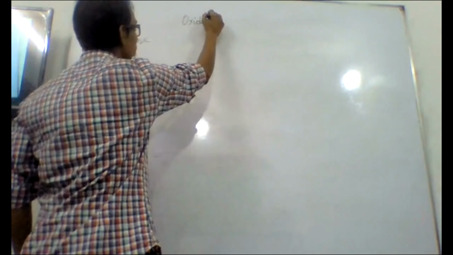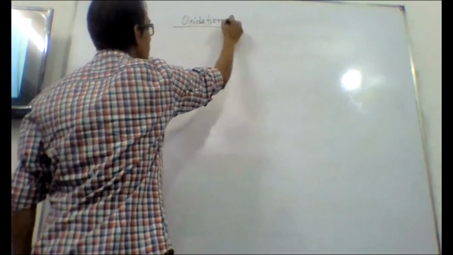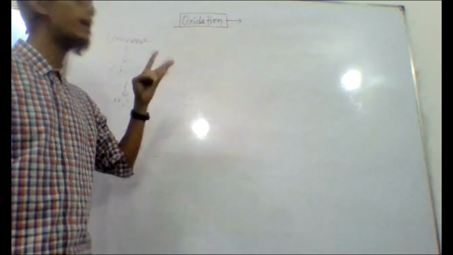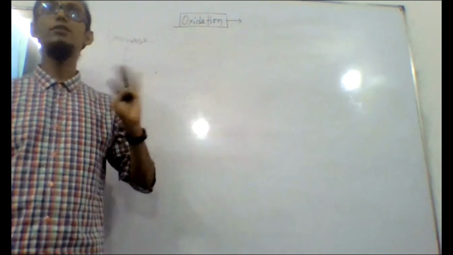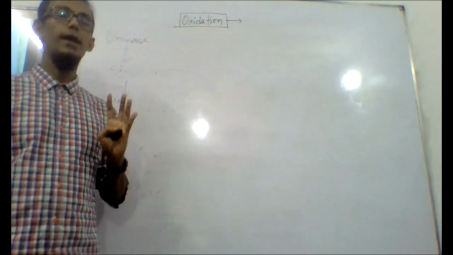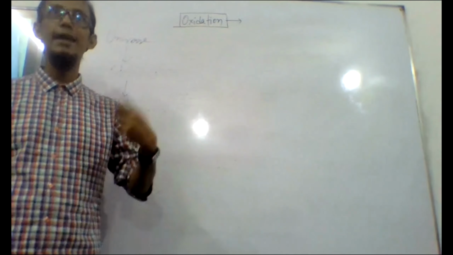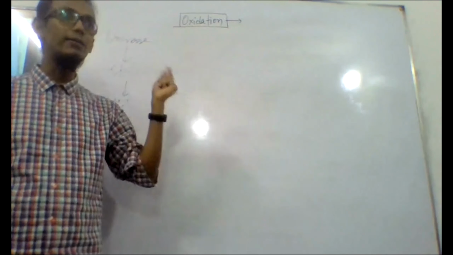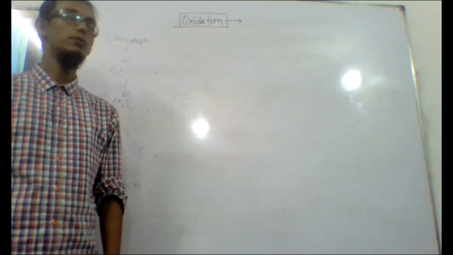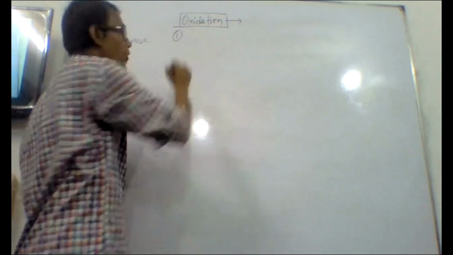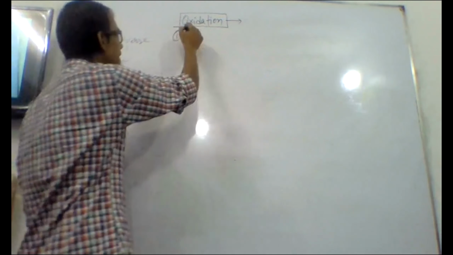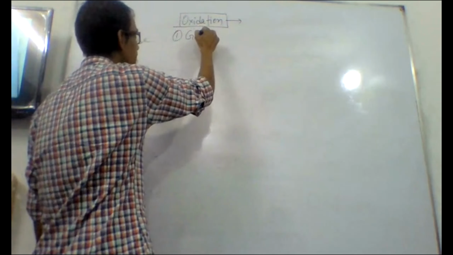Oxidation. I'm giving 4 definitions of oxidation. Up to A levels, you don't need to learn any other definition of oxidation and reduction. And when you enter A2, you will not get time to discuss oxidation and reduction. So, oxidation number one, what definition did we give already? Addition of oxygen, or gain of oxygen.